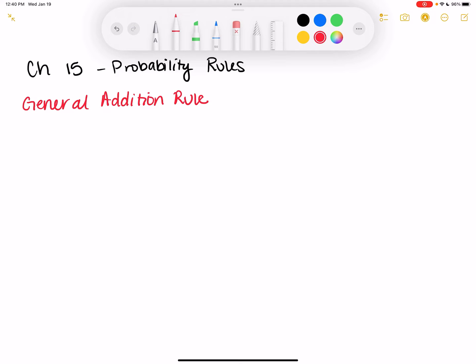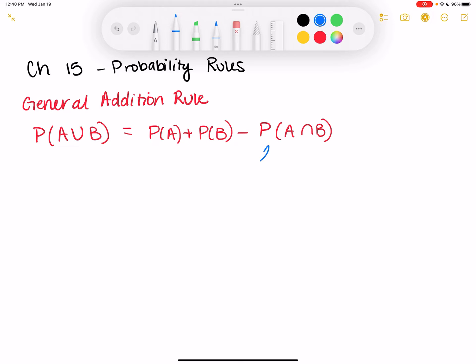So this is the probability of A union, which we remember means or, B, is equal to the probability of A plus the probability of B minus the probability of A intersect B. So this is the intersected area. I'll draw a picture of it in a second. Intersected area that gets counted twice, technically. It gets counted 2 times, so we need to subtract it once.